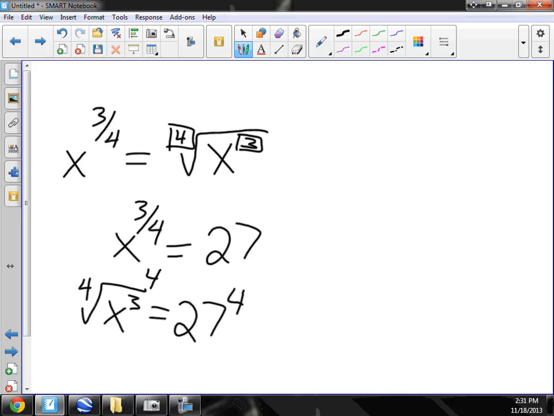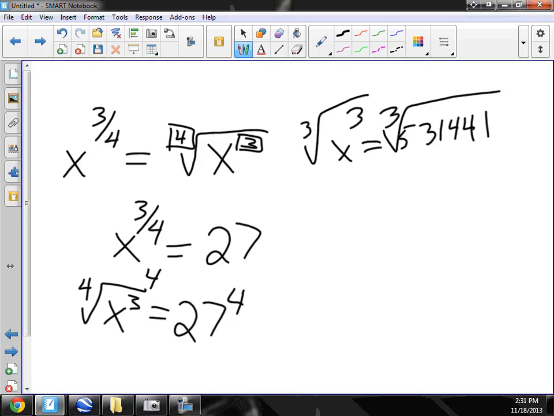So x to the 3rd equals, what's 27 to the 4th? 531,441. Now how do I solve for x? Now I take the 3rd root. Do you guys know where the 3rd root button is on your calculator? I better turn mine on. Okay, this will take a second.